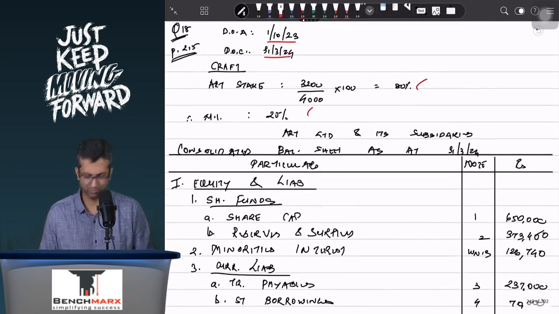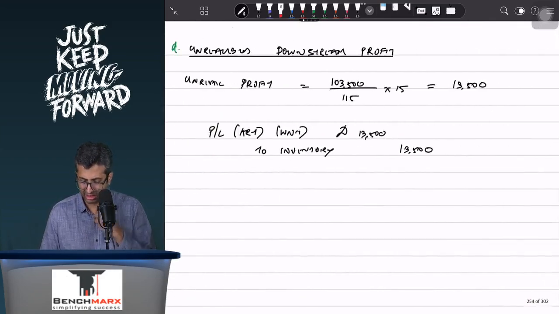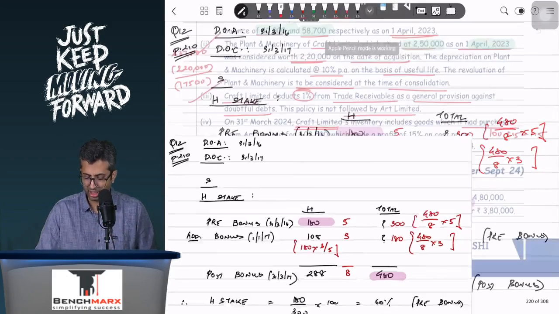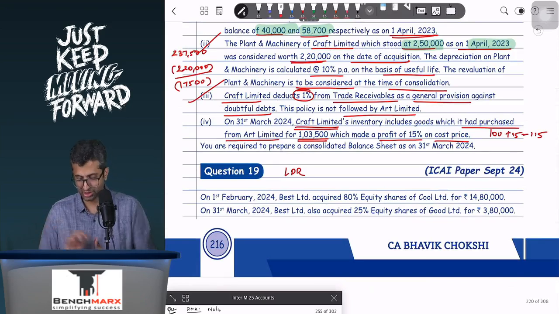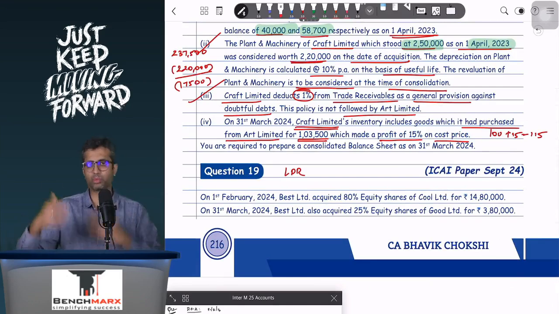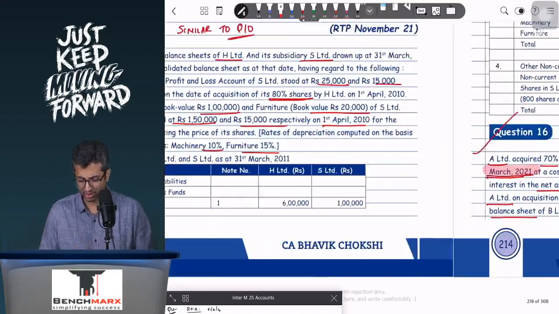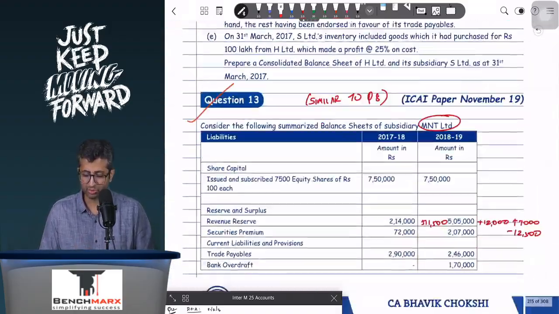Is everyone clear? Okay, so this is question number 18. Now 19 over here has some impact of associates. It's a good question from the September 24 paper, and if you have done associates, we can probably discuss this at the end. But if you have not done associates, complete associates and then come back over here. So we'll do the other questions which are remaining, where there is an adjustment pertaining to bonus.